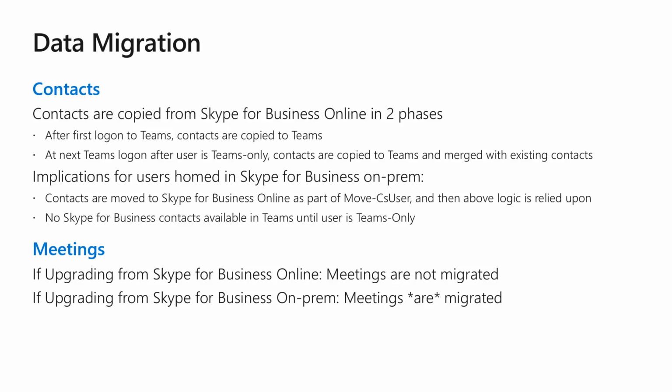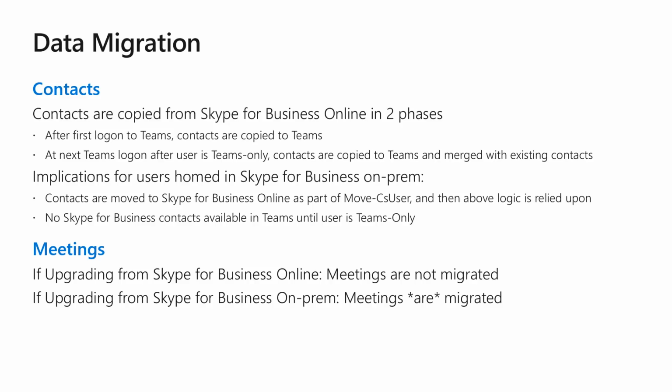Now, a couple of caveats and implications for users that are homed in Skype for Business on premises. Your contacts are moved to Skype for Business Online as part of the move-cs user commandlet. That's a typical commandlet that you would use to move a user from Skype for Business on premises into Skype for Business Online. When you do that, the contacts are moved to online, and once they're in online, the above logic that we mentioned earlier is relied upon.